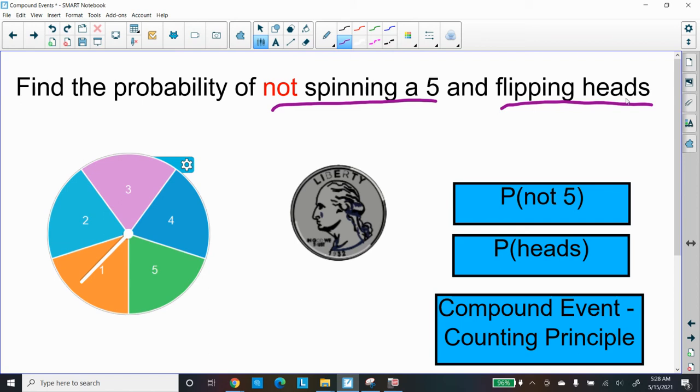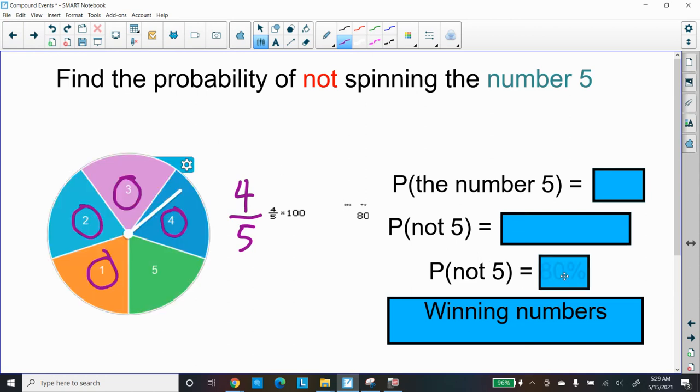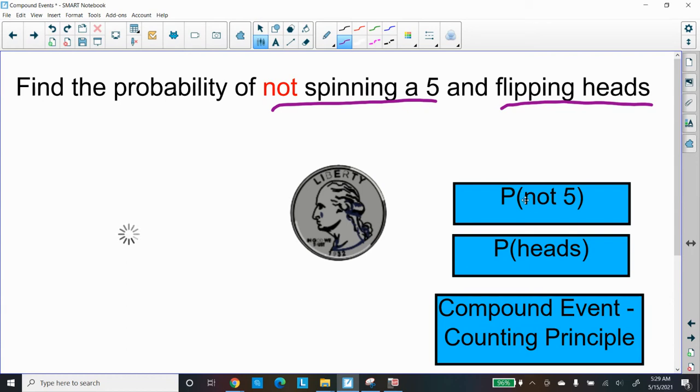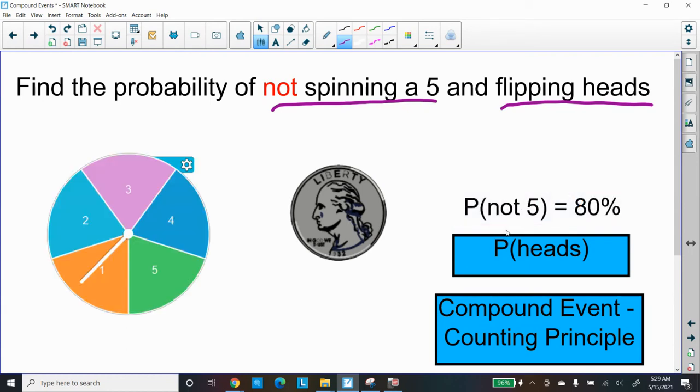So let's see. We just did not 5. What was the probability of not 5? Wasn't that 80%? So that was 80%. So the probability of not getting a 5 was 80%.